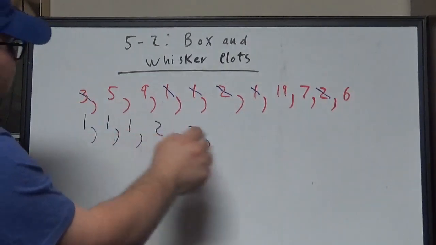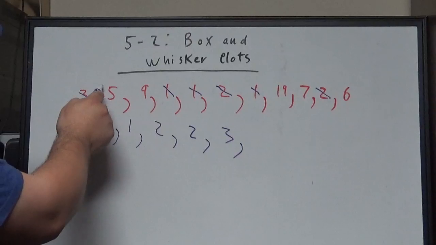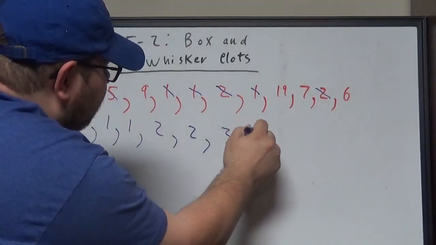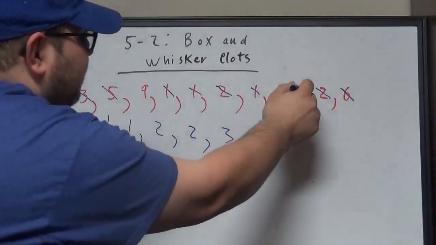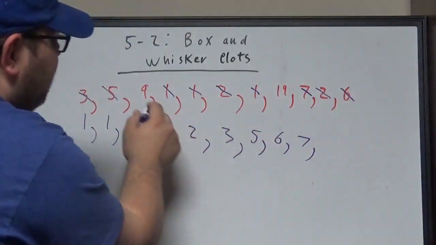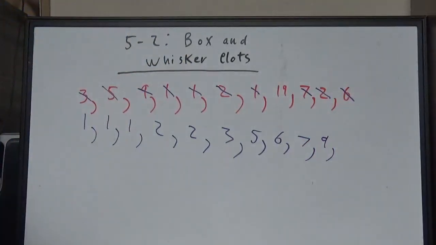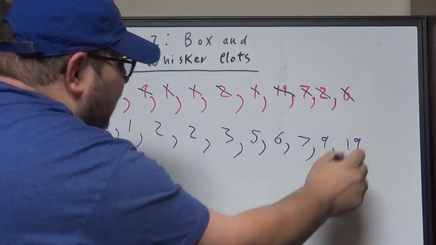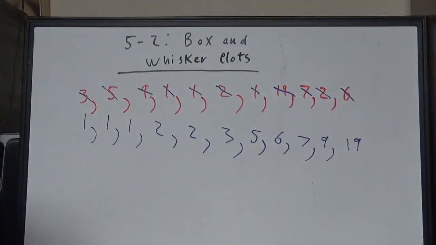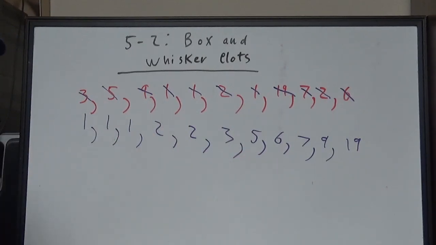I have a 3. I don't have any 4s. I have a 5, a 6, a 7, a 9, and one number that's sticking out. It's called an outlier. It's 19, and that means we've got one number that's kind of far outside the rest of the data set. That's okay. Those are my numbers in order.